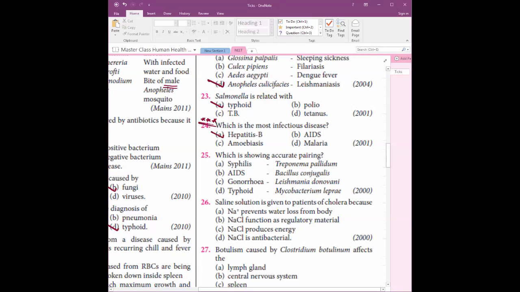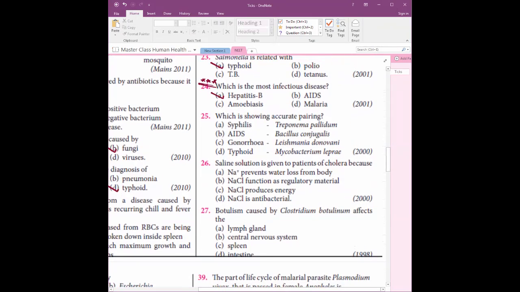Okay, next thing, which is showing accurate pairing? Yes, very simple. Yes. Okay, what is this? It is the first one. Samiksha is right. Vibha is right. Parnavi is also right and Sia is also right. Then next one: saline solution is given to patients of cholera because, guys, think about this.